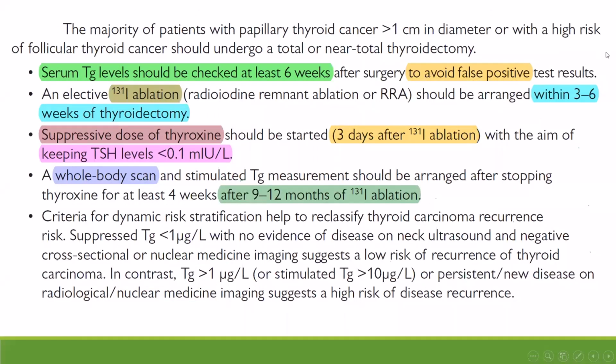And this is how to manage a patient with papillary thyroid cancer more than 1 centimeter. TG level should be checked at least 6 weeks after surgery. Radioactive iodine ablation, if done, should be arranged within 3 to 6 weeks of thyroidectomy. Suppressive dose should be restarted 3 days after ablative therapy, and the recommended target of the TSH is less than 0.1 in the high risk group. Whole body scan, if done, after 9 to 12 months.